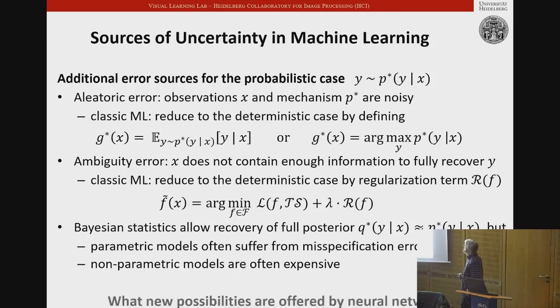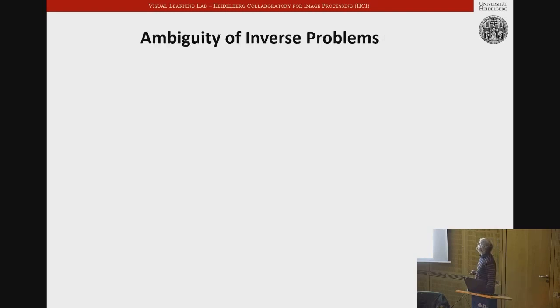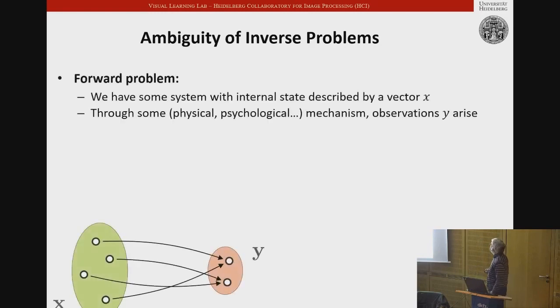And we look at what neural networks can offer, and specifically at the problem of inverse problems. So here we have some forward process. Unfortunately, now the roles of x and y are exchanged relative to the previous slide. So we have some system with an internal state that's described by some vector x, and x is hidden.